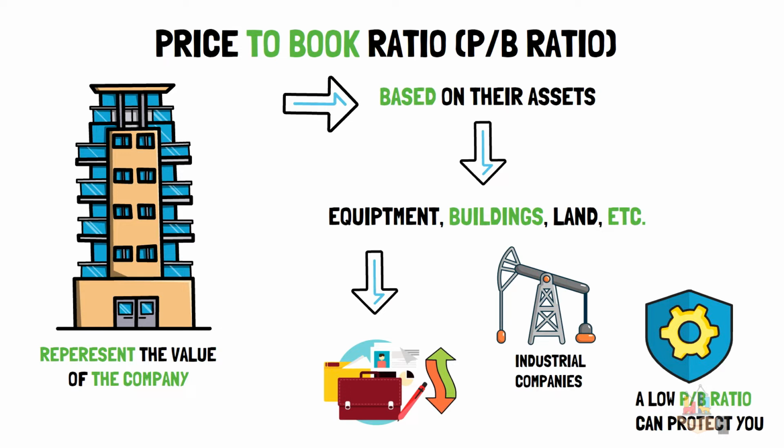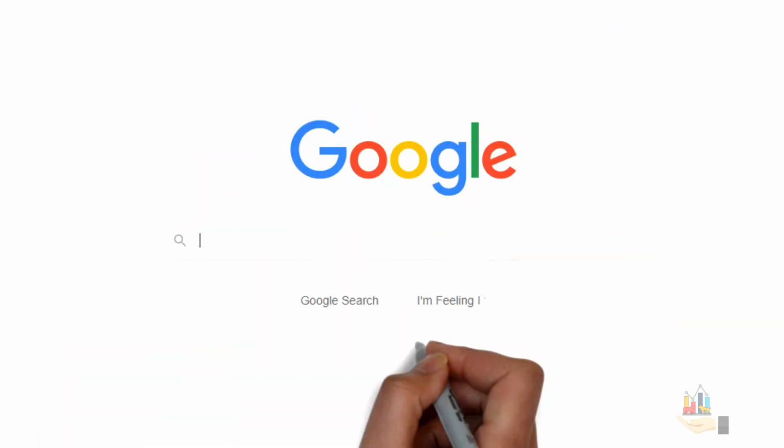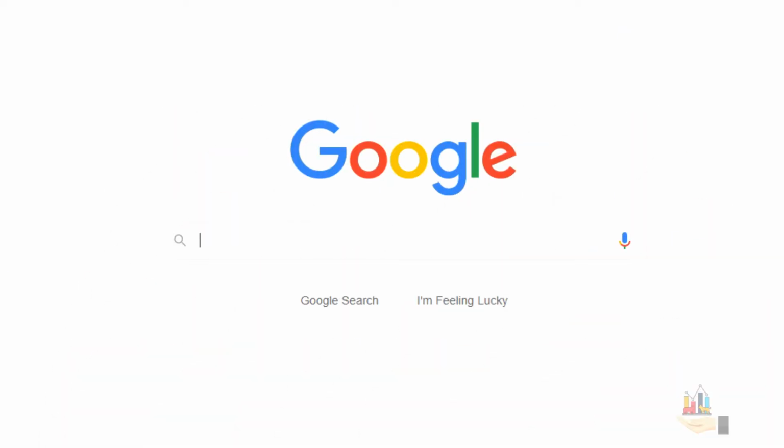This means an investor has to look deeper into the actual assets making up the ratio. And how do you get this number? Well, it is very easy. Just Google the stock that you want to look for and then type PB ratio or price to book ratio.